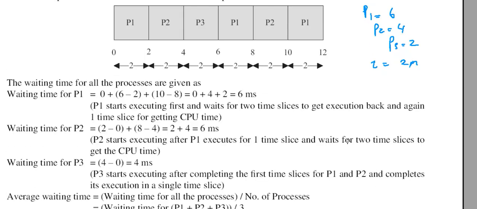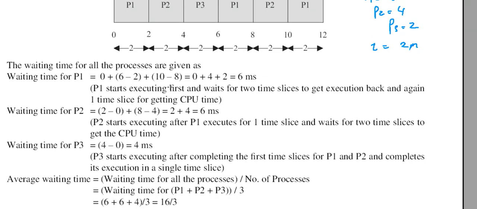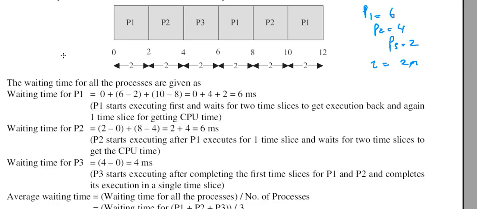Don't write all these stories, you can start from here only. All appear together: P1, P2, P3. P1 is 6, and they appeared in the order P1, P2, P3. So first the scheduler will schedule P1. It is given 2 milliseconds. So first divide each time slice as 2 milliseconds. It is fixed at 2 milliseconds.